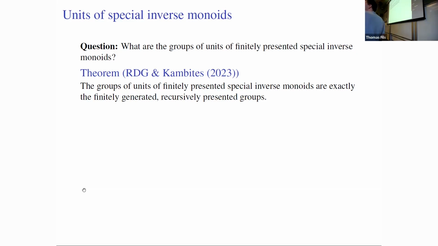The other direction, you need a construction, right? So the other direction, you need to start with something recursively presented, and we come up with some finitely presented special inverse monoid that realizes that as a group of units, right? So it's all about coming up with a construction.